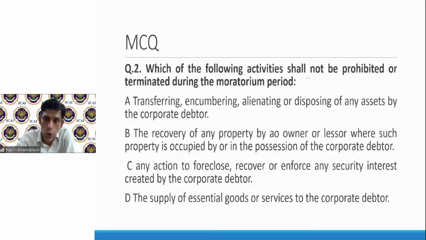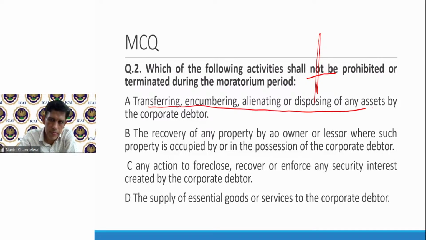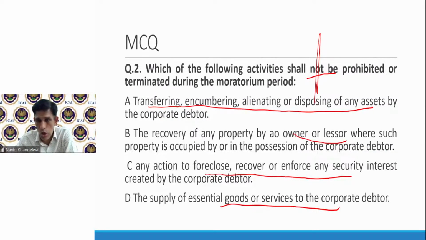Which of the following activities shall not be prohibited? Let us understand which shall be prohibited or terminated during the moratorium period. Transferring of any asset: it is prohibited. Recovery of any property by a landowner or lessor: it is prohibited. Any action to foreclose, recover or enforce any security interest: it is prohibited. Supply of essential goods or services to the corporate debtor: no, it is not prohibited. It has to be supplied and continued. You cannot restrict that. So the correct answer is 2D.